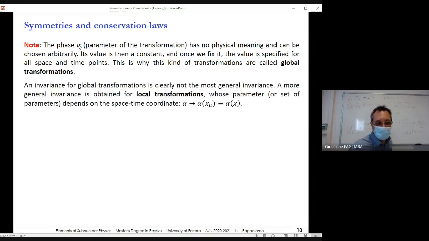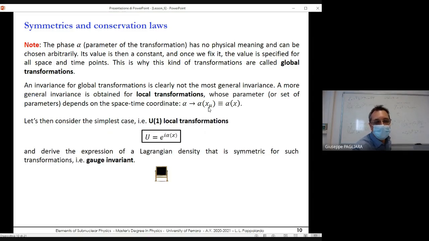Now, an invariance for a global transformation is clearly not the most general invariance. A more general invariance is obtained for local transformations, where now the parameter or the set of parameters of the transformation depend explicitly on the space-time coordinates. So in a local transformation, we don't have alpha anymore, which is just a fixed real number, but we have now a function of the space-time coordinates. And this makes a lot of difference, as we will see.